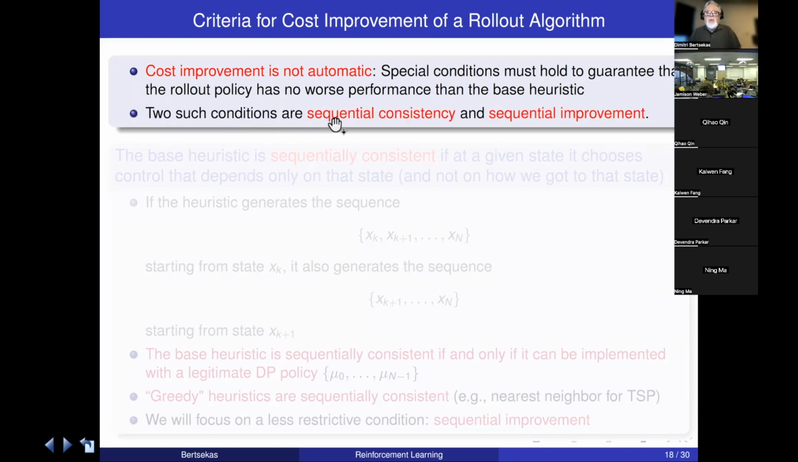These conditions are called sequential consistency and sequential improvement. Sequential improvement is more general than sequential consistency. But sequential consistency is easier to understand in some sense, and is also relevant to stochastic problems.